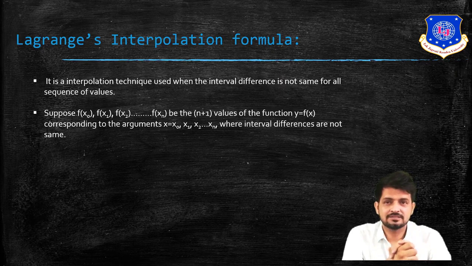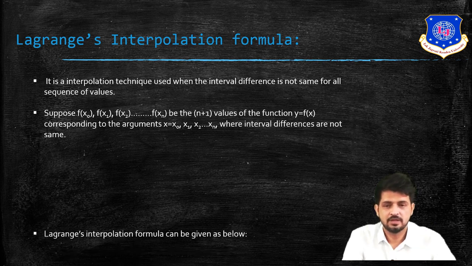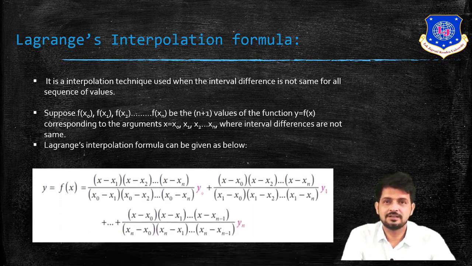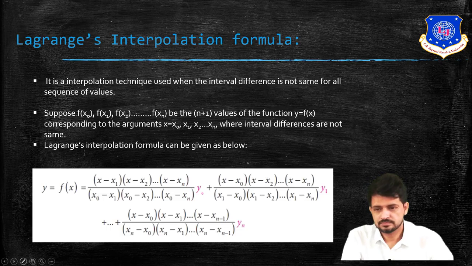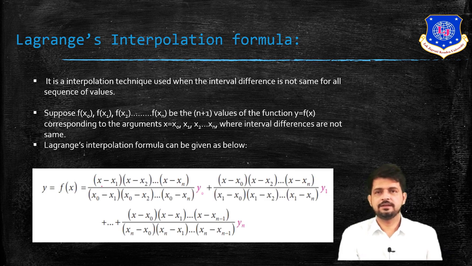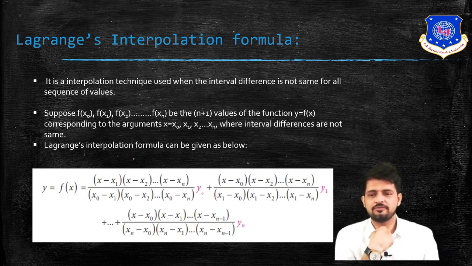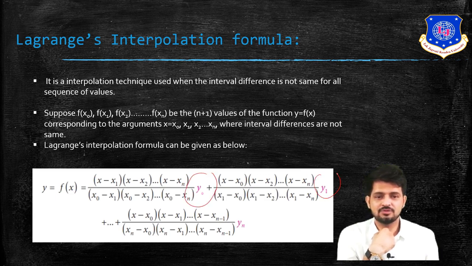The general Lagrange's interpolation formula, we are not going towards the proof of this, you have to directly remember the formula. So the Lagrange's general interpolation formula can be given like this. Here we have written the general formula for y is equal to f of x. The total number of values of y are from y0 to yn, so the number of terms will be also from y0 to yn. This is the first term in which we are taking y0, then y1 and so on up to yn.